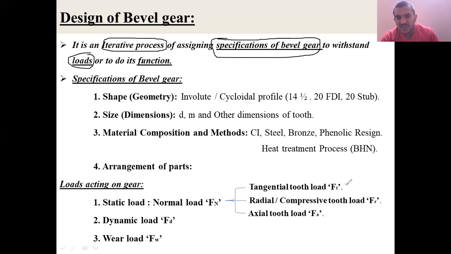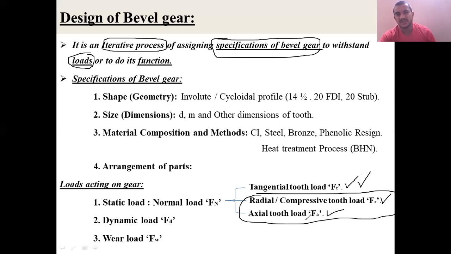One is a tangential tooth load, that is the force which mainly causes the transfer of power from the driver gear to the driven gear. Then the radial or compressive load that acts along the radial direction. Third one is the axial tooth load that is acting along the axis of the gear. These two forces will transmit to the bearings. This is the force which mainly causes the transmission of power between the machine gears.